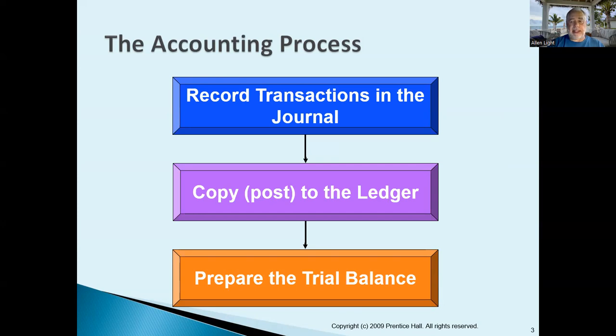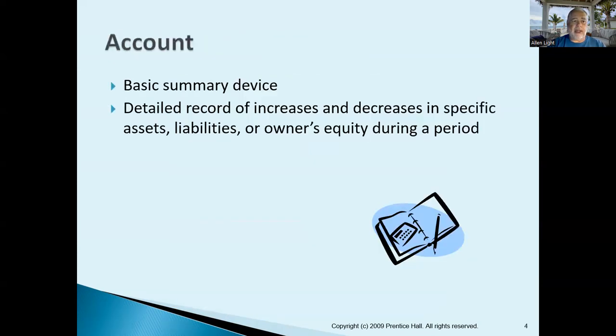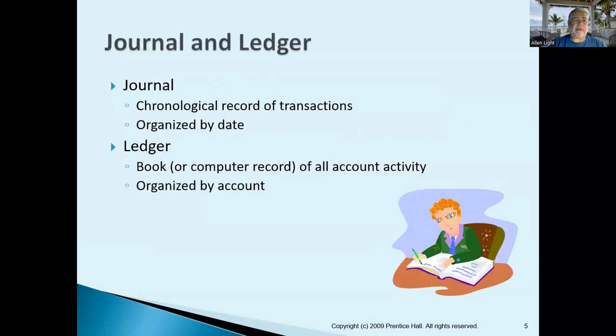Better to find it now than to keep going and have to go through that much more to find whatever our mistake was. Okay, so the account is the basic summary device. It's a detailed record of increases and decreases in specific assets, liabilities, or owner's equity during a period. The journal is the chronological record of transactions organized by date. So it's a separate book with all what we call journal pages in it. And the journal pages are designed so that you can put the date and then the different accounts that were affected by that transaction and what the amounts were.